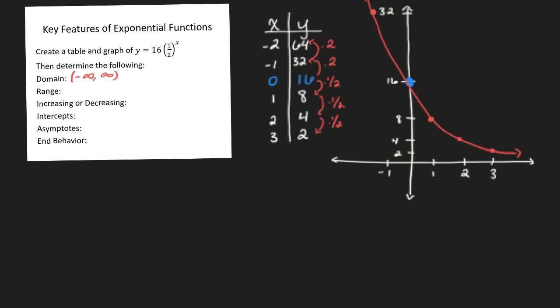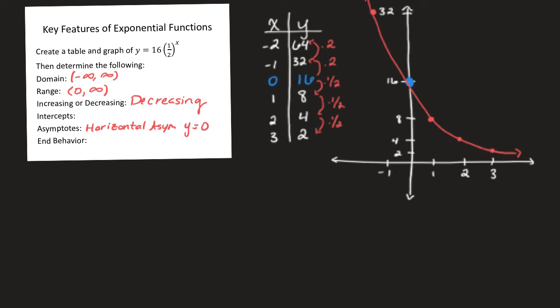The range of my function is everything above my horizontal asymptote. I have a horizontal asymptote of y equals 0. So my range is going to be everything from 0 to infinity. 0 is not included here because I'll never actually reach 0. As I continue to take half, I'll go into decimals, but I'll never hit 0. Because I'm taking half, this is decreasing.